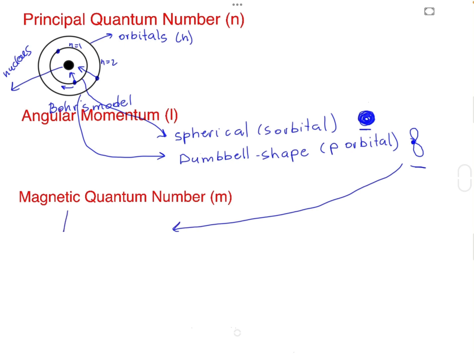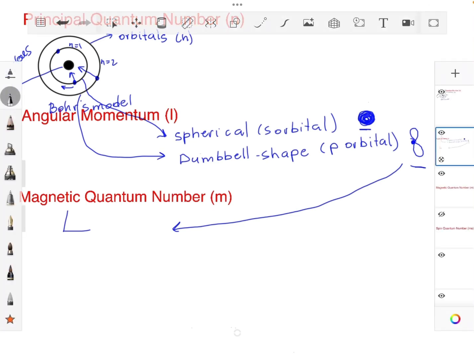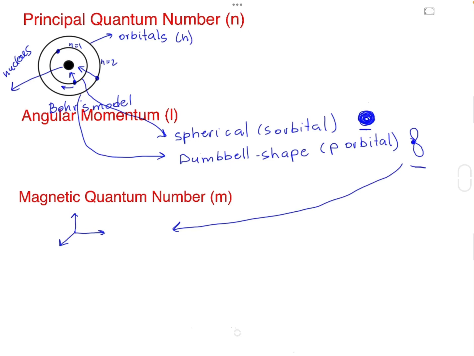They stay in a position in X, Y, and Z. Now they have a specific position there. They're not just hanging in space like that. So for example, the dumbbell, the first one, the S orbital, it doesn't matter because it's a sphere. It only has one orientation, as a sphere looks the same in all directions.